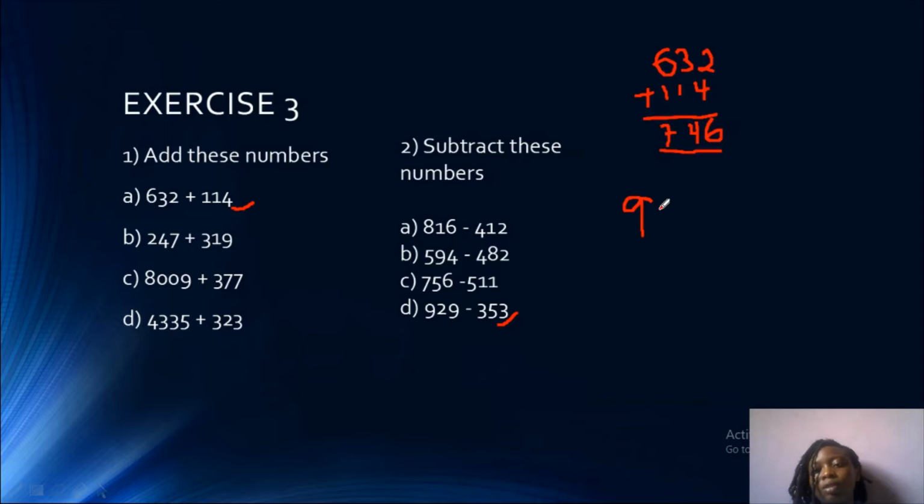9, 2, 9 minus 3, 5, 3. So 9 minus 3 is 6. 2 minus 5 can't be, so we borrow. 12 minus 5 gives us 7. We are left with 8 here. 8 minus 3 gives us 5. So 5, 7, 6. Okay. So I trust you do this. You will find it in your Google Classroom. You submit it and then send it to me.